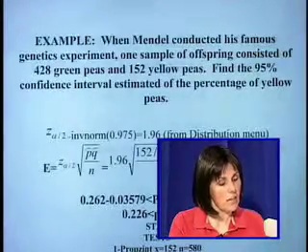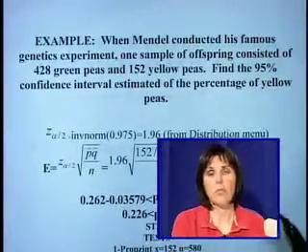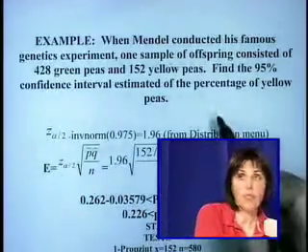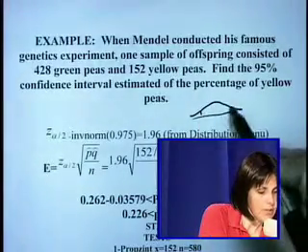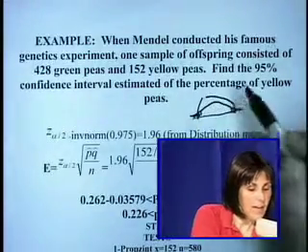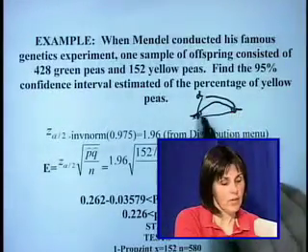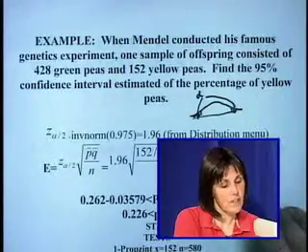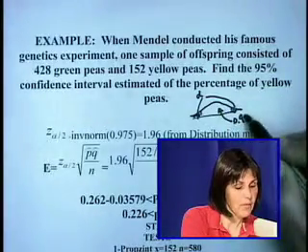So the first thing I need to do is get my Z alpha over 2. You can do that from tables, or you can do it from your calculator. If you remember how alpha over 2 is calculated, you're supposed to have this area and this area adding up to alpha. So you're going to have alpha over 2 from here and alpha over 2 from here. So we're talking about a 95% confidence interval. That means the white area is going to be 0.95.